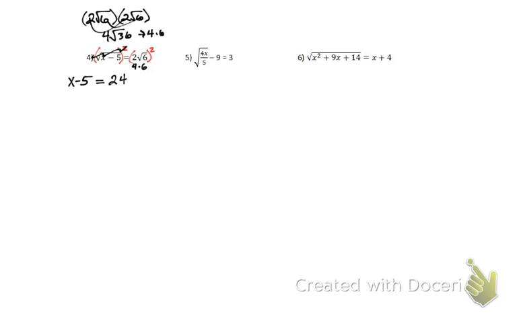You then have to solve. Add 5 to both sides. You get x equals 29. And we've got to check, make sure it's not an extraneous solution. So let's put our check step right here. We got 29 goes in for x, so I'm going to have the square root of 29 minus 5 equals 2 root 6.